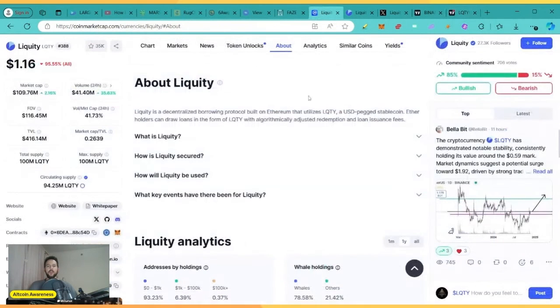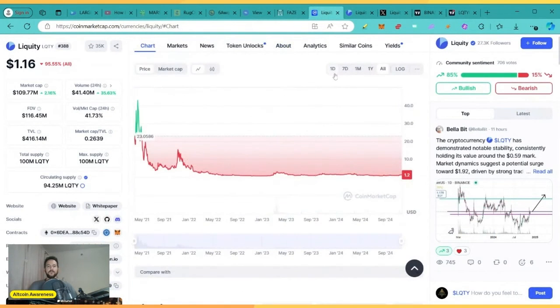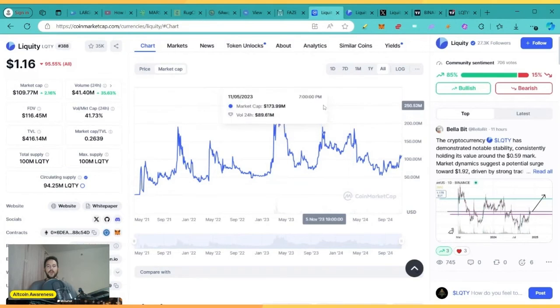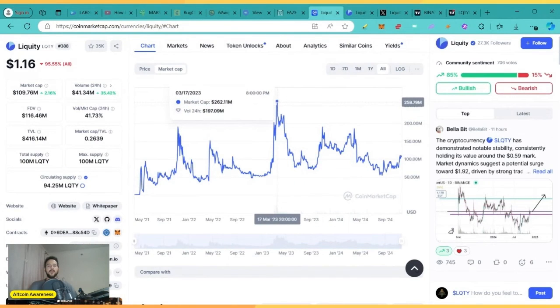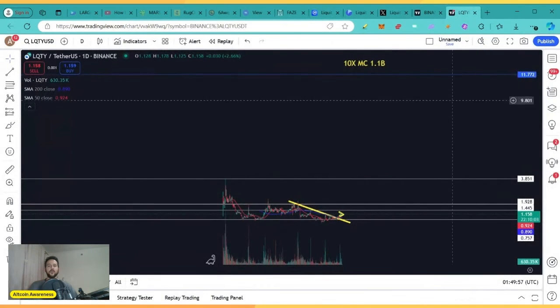billion. So let me know in the comments below, guys. What do you think? Do you think that Liquity can pull a market cap of 1.1 billion during this upcoming bull run? In March of 2023, we saw, according to CoinMarketCap, the market cap of LQTY reaching 262 million. But this is going to be the greatest bull run of all time, guys. So let me know in the comments below, what is your price prediction for LQTY? Do you think that a 10x move is too high for this token?